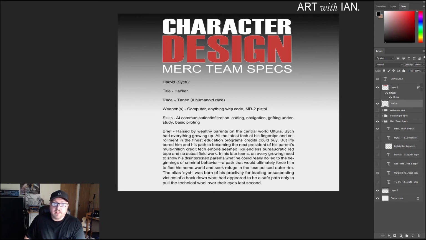His weapons are a computer, anything with code, and an MR2 pistol. His skills are AI communication, infiltration, coding, navigation, grifting, understudy, and basic piloting. His brief is that he was raised by wealthy parents on the central world, Alturia. Psych had everything growing up, all the latest tech at his fingertips, and an enrollment in the finest education programs credits could buy. But life bored him, and his path to becoming the next president of his parents' multi-trillion credit tech empire seemed like endless bureaucratic red tape with no actual field work.